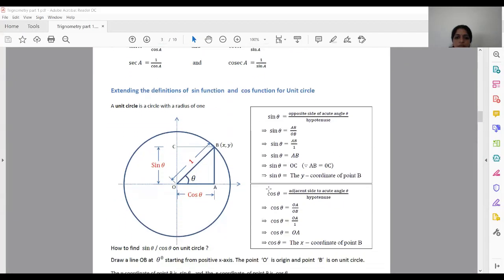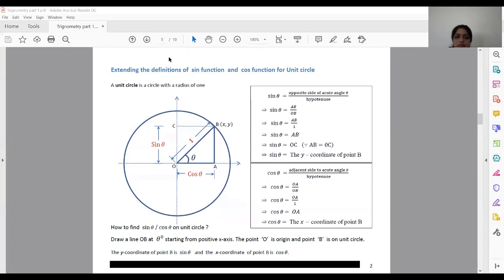Now, extending the definition of the sine function and cos function for the unit circle. Here we have taken a unit circle and this cos theta. In this unit circle, this is the right angle triangle. This one is the angle 90.